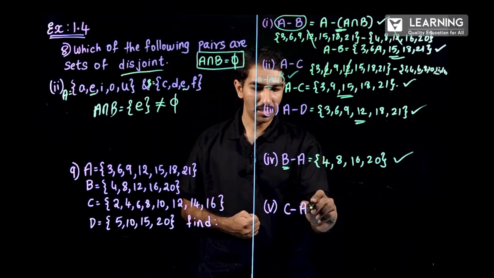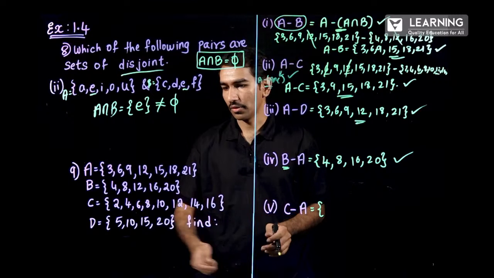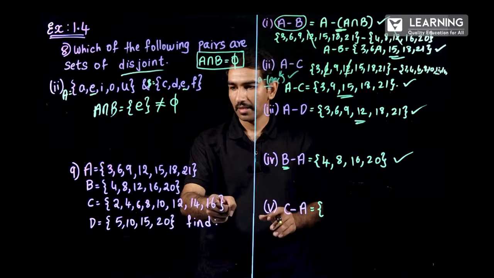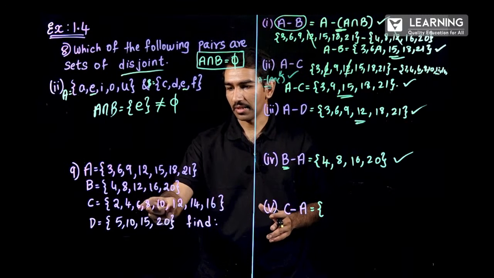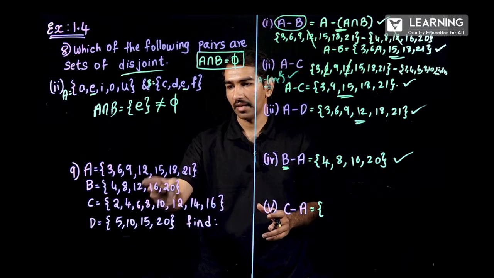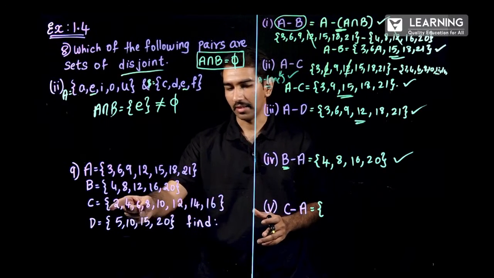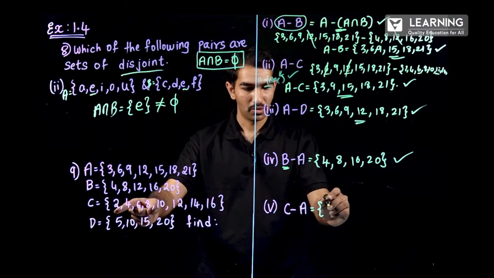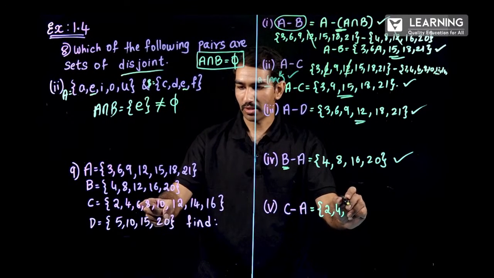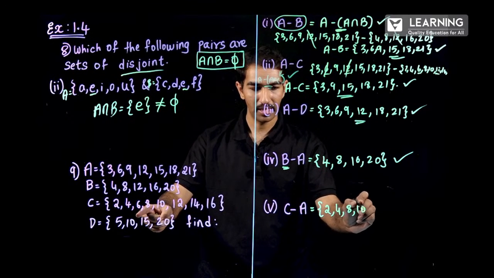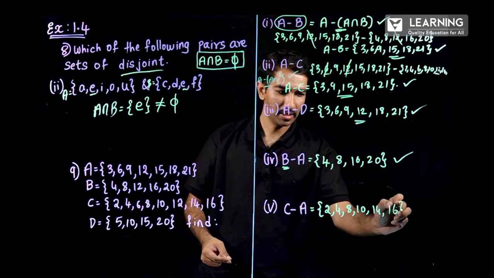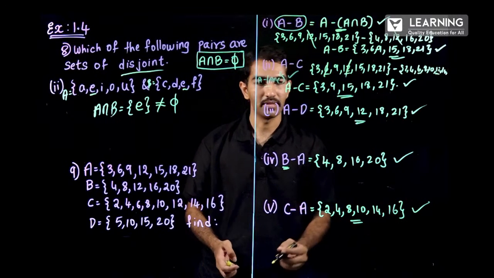Moving on to the next question, C minus A. So from C, 2, 4, 6, 8, 10, 12, 14, 16, subtract A. So 6 is gone, correct? 12 is gone, that's it. 6 and 12, anything else is gone? Nothing else. So what can we write? 2 is as it is, 4 is as it is, 6 is gone, students. 8 as it is, 10 as it is, 12 is also gone. So then it is 14 and 16. This will be your right answer.